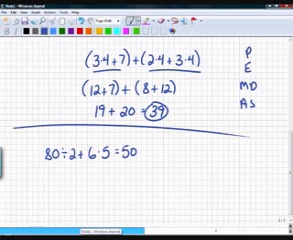Okay, here we go. Next problem. 80 divided by 2 plus 6 times 5 equals 50. I like this problem. It makes you think a little bit more. It says insert grouping symbols. Why are we inserting grouping symbols? What does grouping symbols do? What's special about grouping symbols?